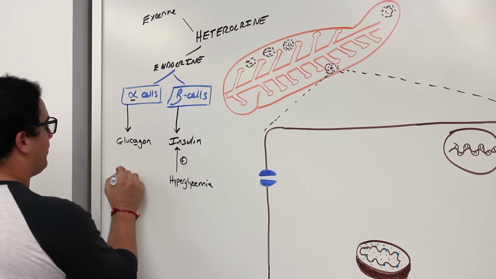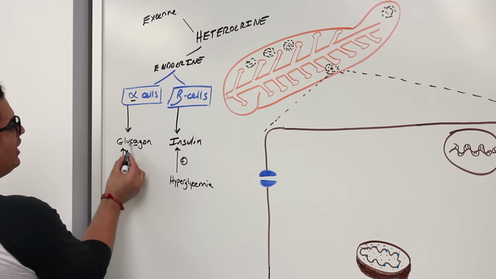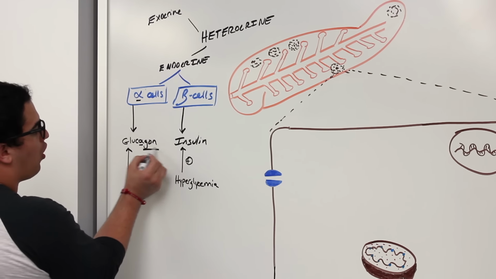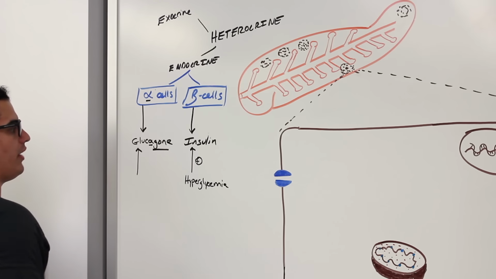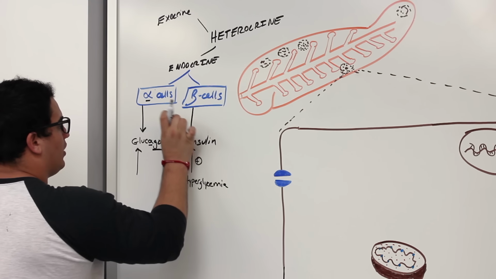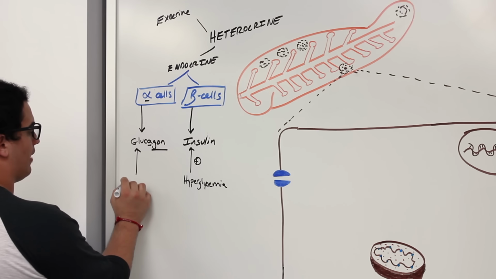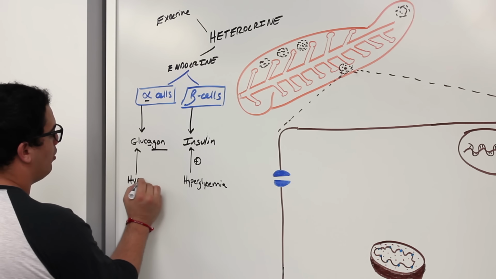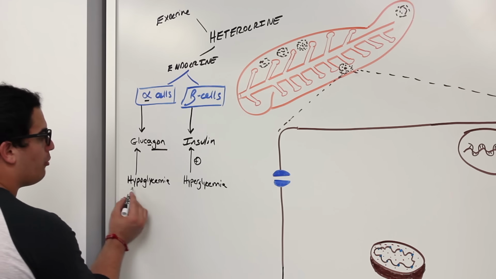Now glucagon is the exact opposite. You can remember that by its release whenever glucose is gone. It's an easy way to think about it. I think about there being a "gone" there. So glucagon is released whenever your glucose is gone, or whenever you have low blood glucose levels. They refer to that as hypoglycemia, low blood glucose levels.